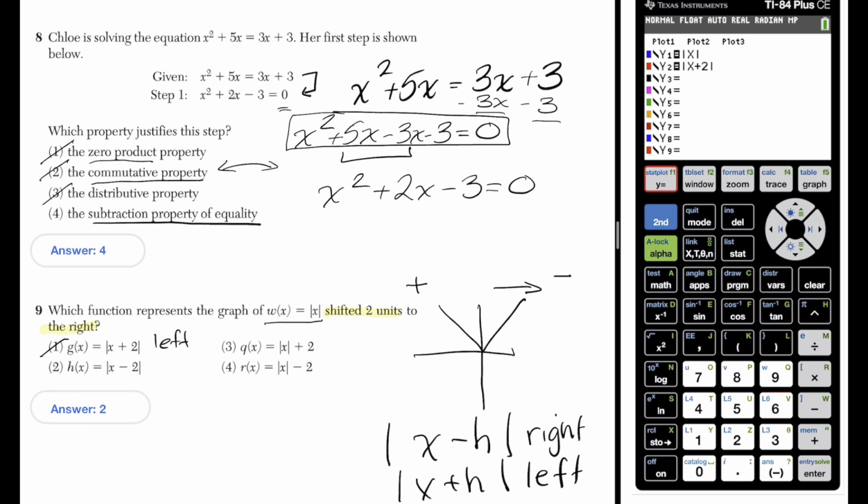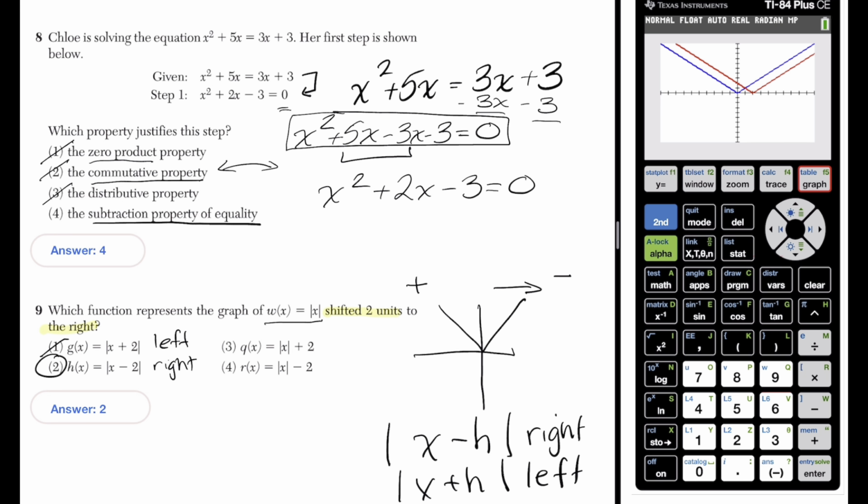So I can go right back to my y equals. And now instead, I'm going to go to number 2, which is, what if this is minus 2? And you can hit graph, and you can see that now my red is 2 to the right, which is what I wanted. Because my blue was my standard, and I've seen my red is now 2 to the right.